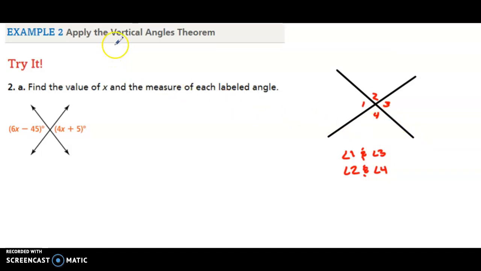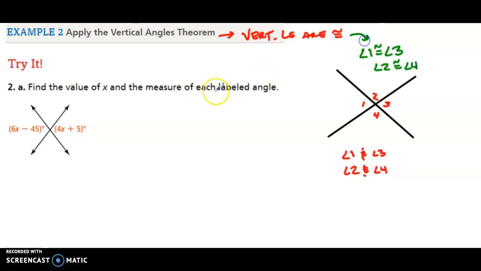And the vertical angles theorem says that vertical angles are congruent. So in this picture here, we would be able to say that angle 1 would be congruent to angle 3, and angle 2 would be congruent to angle 4. That's what the vertical angles theorem would say about this picture.